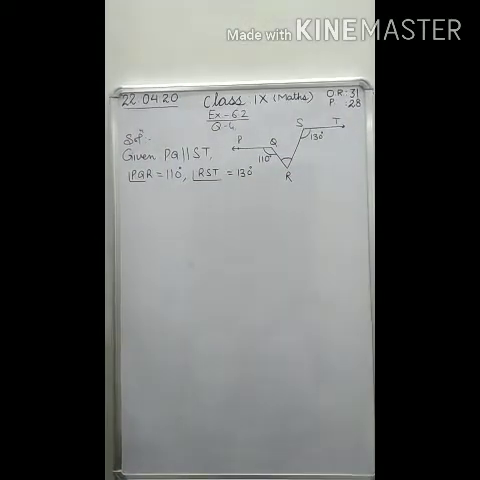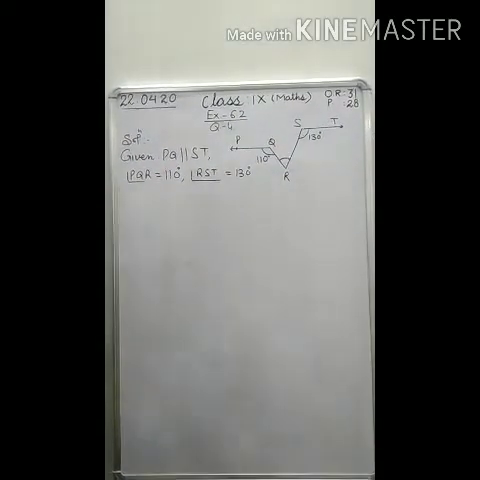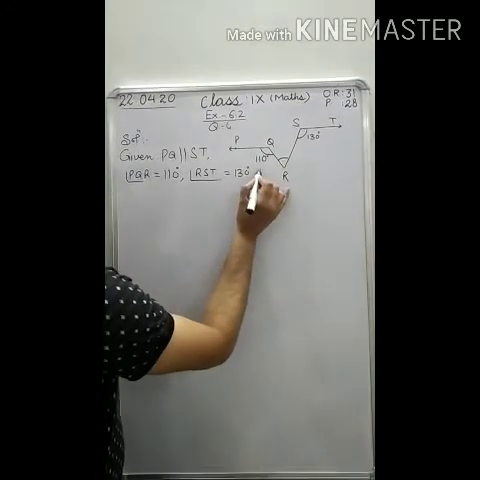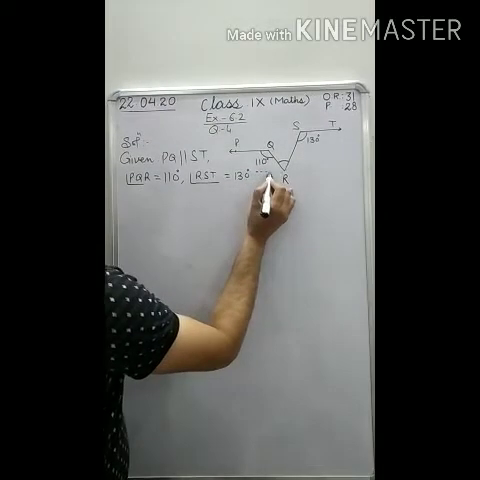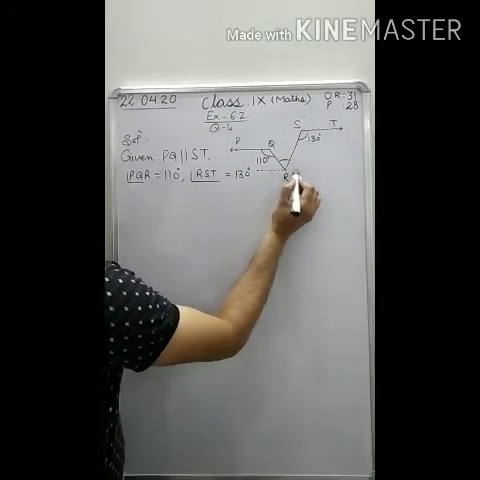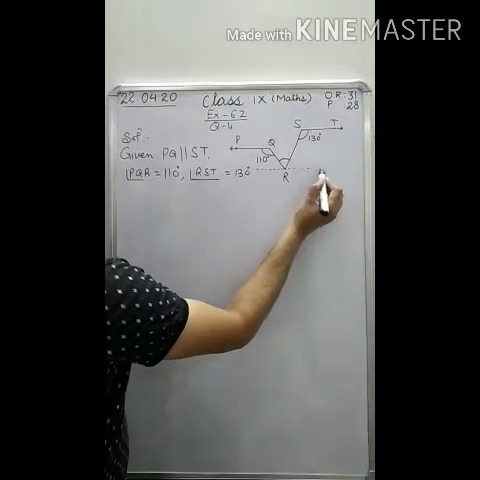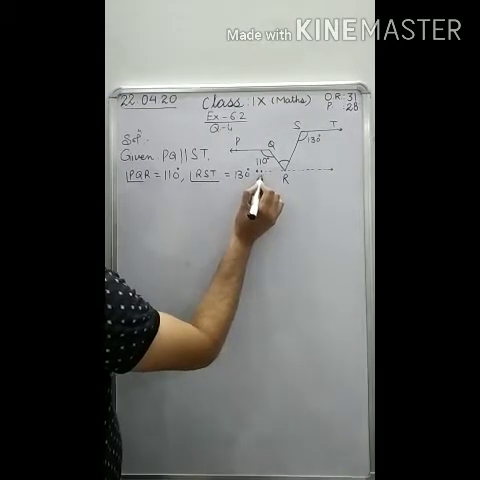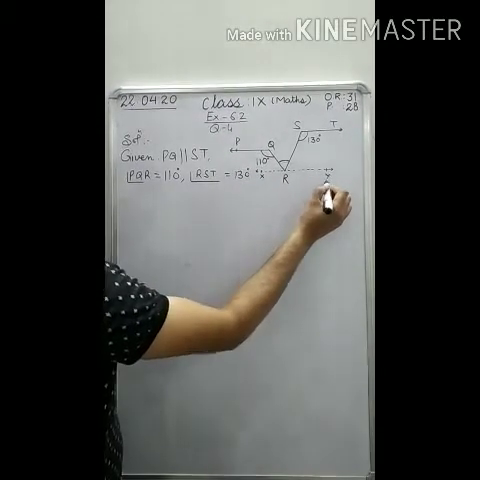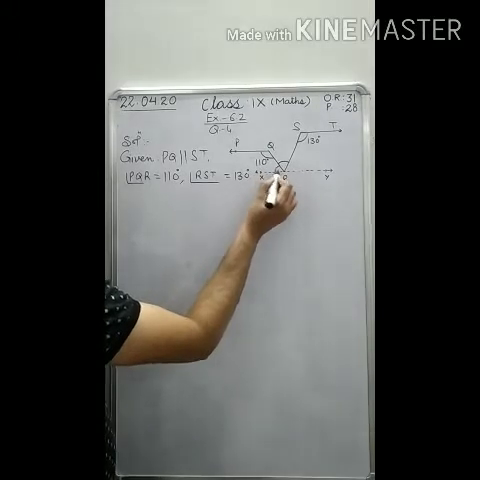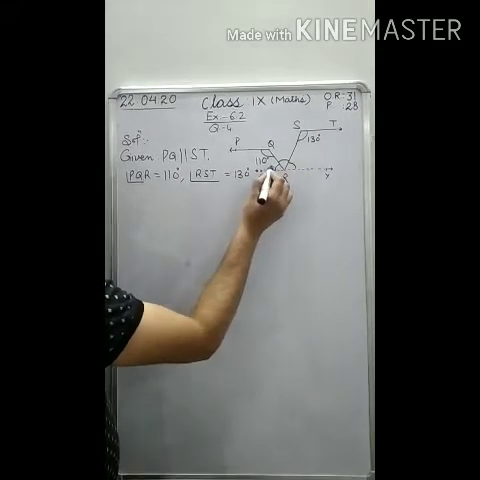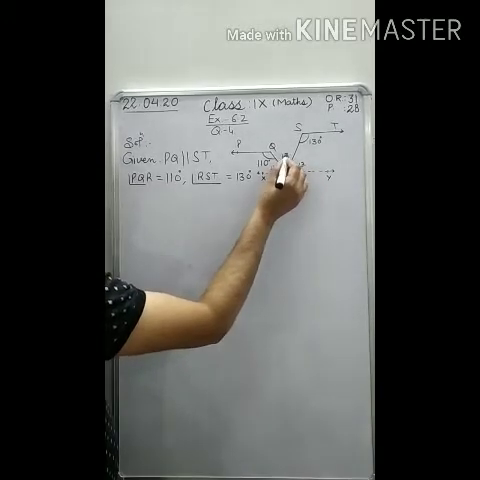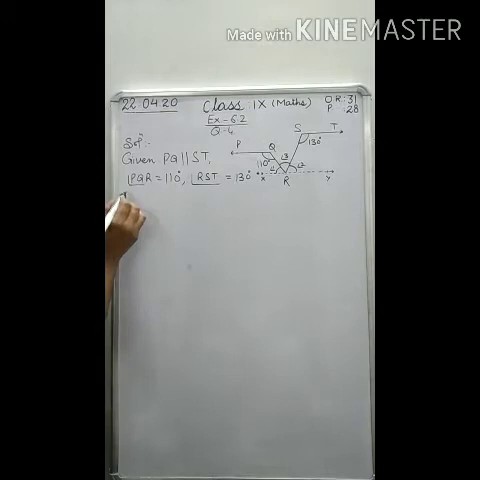So to find this, we have to make some construction here. What construction we will do? We will draw a line like this through point R such that this line should be parallel to ST. Suppose this line is XY. Then it will make two more angles with it. Suppose this is angle 1, this is angle 2, and suppose this is angle 3.